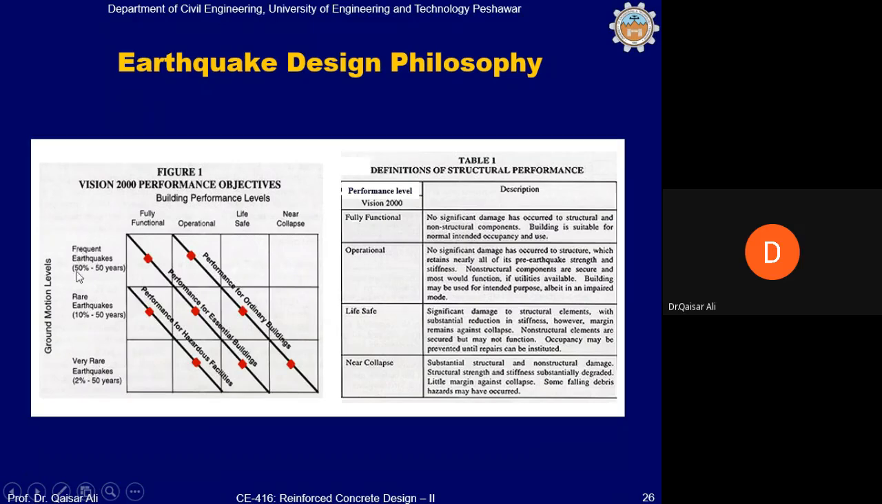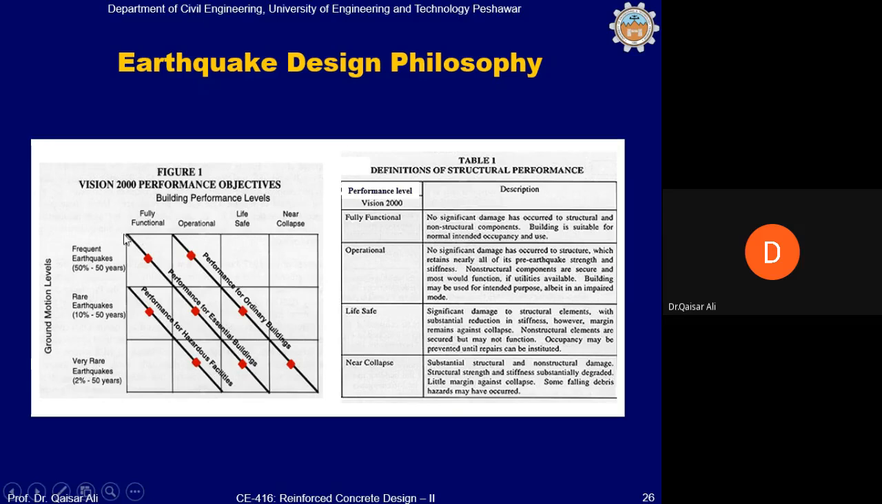The first part is the frequent earthquakes whose probability of occurrence is 50% in 50 years. The second part is rare earthquakes, where the probability of earthquake is 10% in 50 years, and very rare earthquake, where the probability of earthquake is 2% in 50 years. So with this keeping as origin, when you move down, the frequency of the earthquake decreases, but the intensity of the earthquake increases.